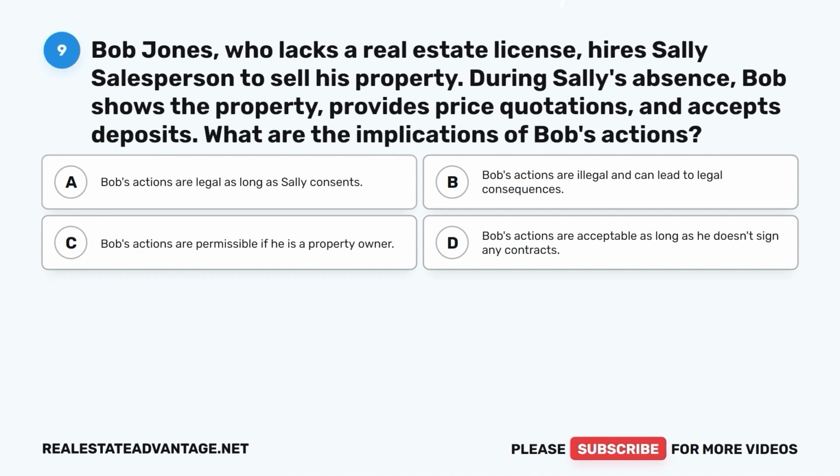Question 9. Bob Jones, who lacks a real estate license, hires Sally's salesperson to sell his property. During Sally's absence, Bob shows the property, provides price quotations, and accepts deposits. What are the implications of Bob's actions?